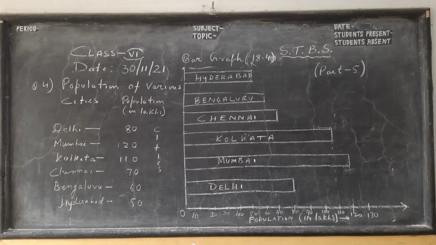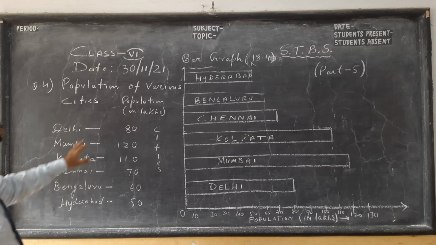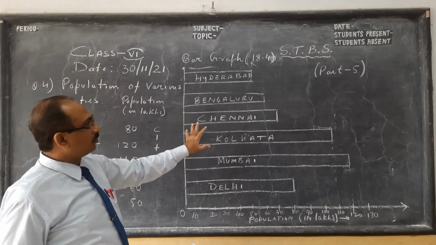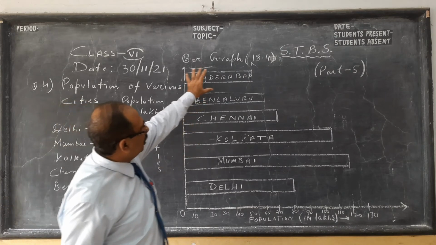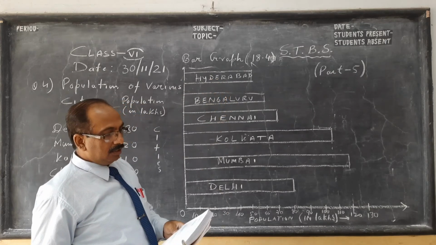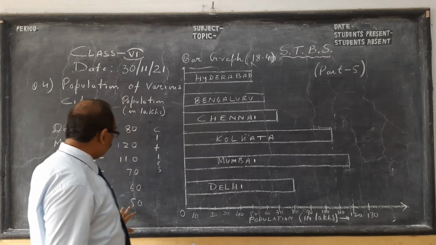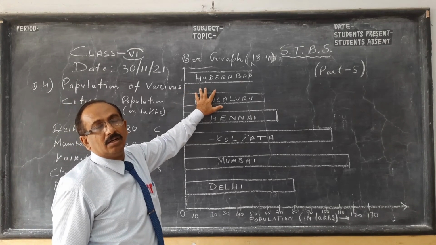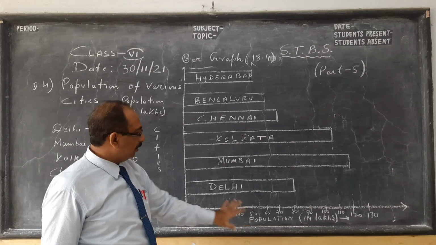Next we move on to the various parts of question number 4 of exercise 18.4. Name the least populated city. As you can see here, it is Hyderabad. When you draw this bar graph, you see the smallest length of the bar is for Hyderabad, so you can write the least populated city. Here also you can see, but once we have a graph and these values, you don't need this.